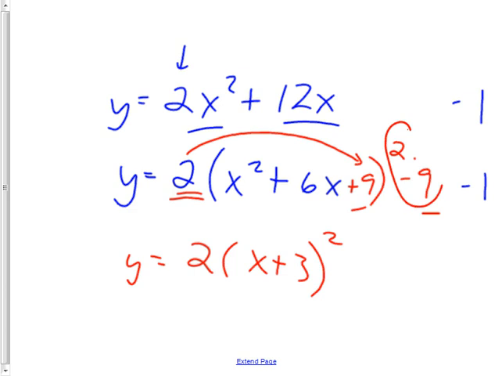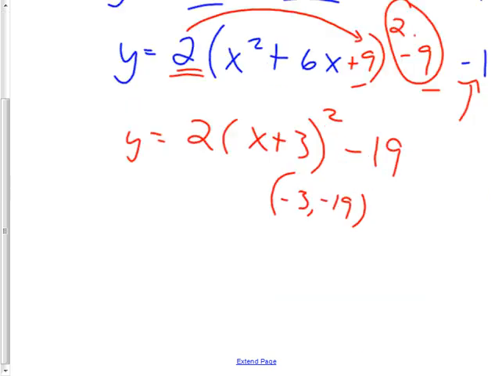And then that makes negative 18. That makes negative 1, makes negative 19. And now my vertex becomes clear. Negative 3, negative 19. Now one more thing.